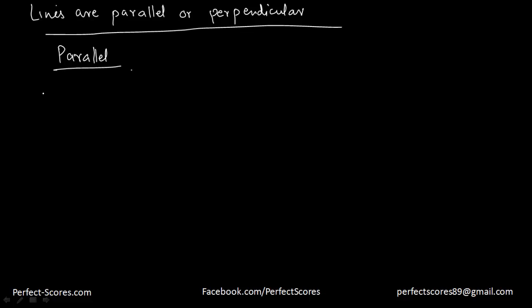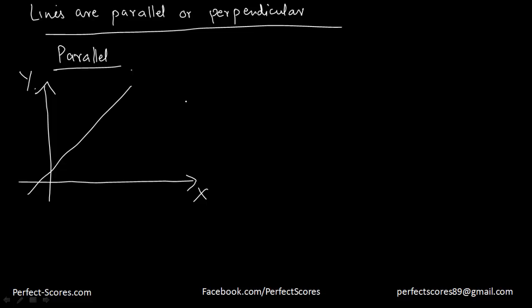parallel to each other. So let's suppose this is my x and y axis, and let's suppose we have two lines here which are parallel to each other. Now if the lines are parallel to each other, they will be making the same angle, let's say angle alpha, on the x-axis, right? So pick up any two parallel lines, they will be making the same angle alpha on the x-axis.